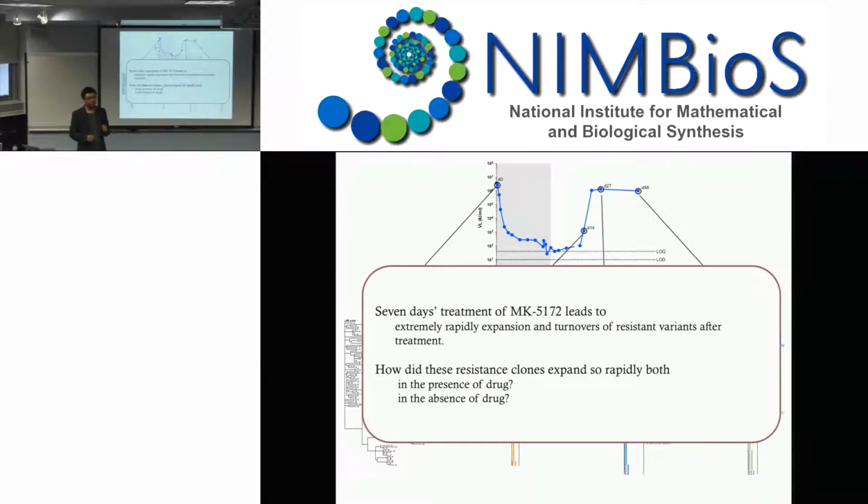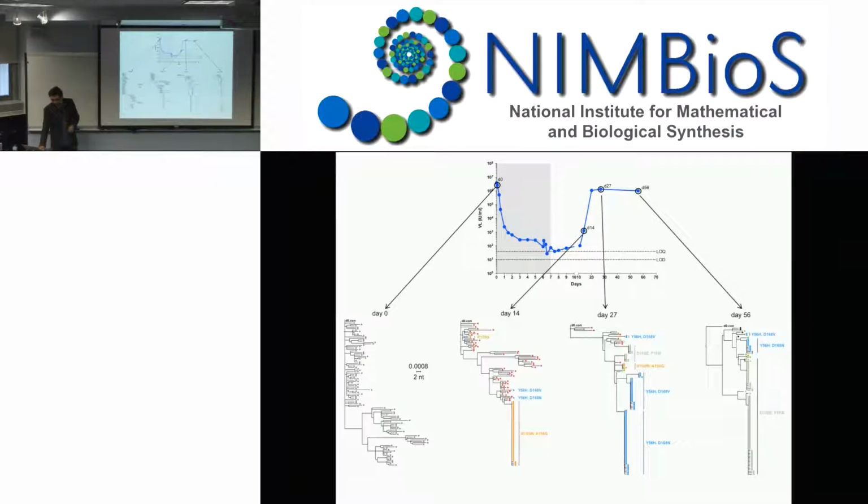Yes, we did sequence three time points for the placebo patients. What we see is a completely different pattern. We don't see any resistant mutants arising. And the tree looks like neutral evolution over time. Yeah, great question. The tree structure is very similar, so it all looks like this one.